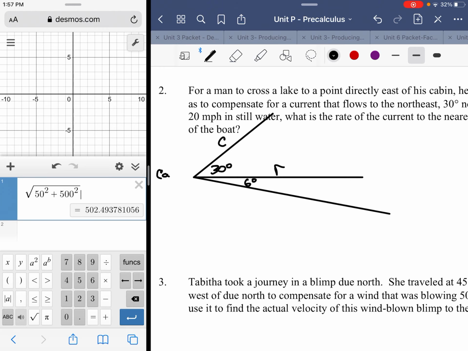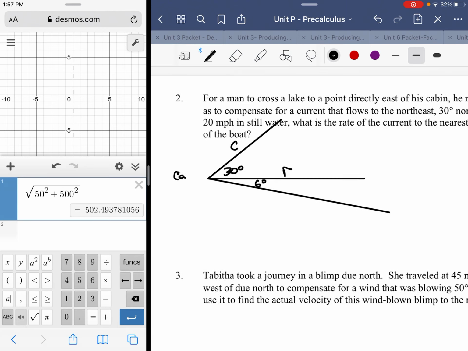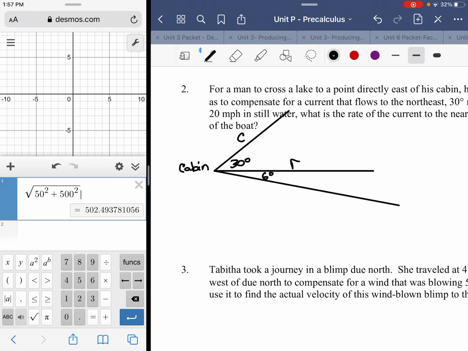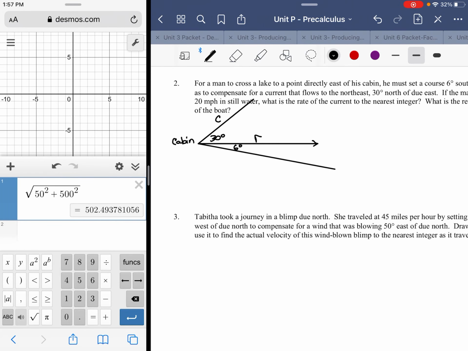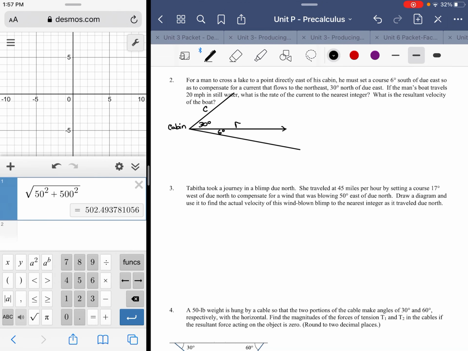All right, we need the resultant velocity of the boat, which would be what would get him from the cabin to a point directly east of his cabin. So his cabin's on the left, and this is just some point on the right. All right, so this is where he wants to go. So then we know that he's going to be aided by the current. Now, the still water value, which I'll call S for still water, they're telling us that value is equal to 20 miles an hour.